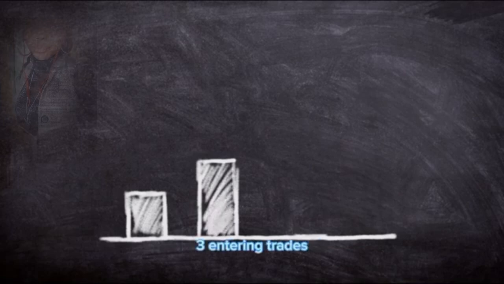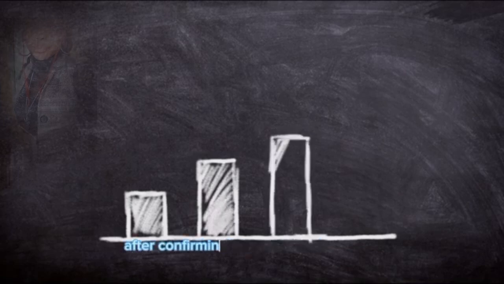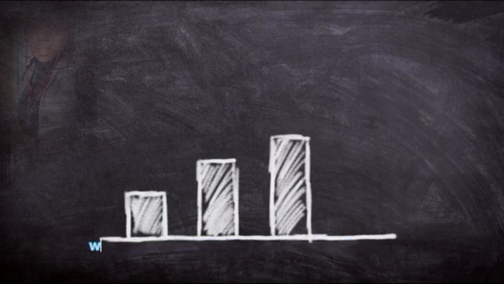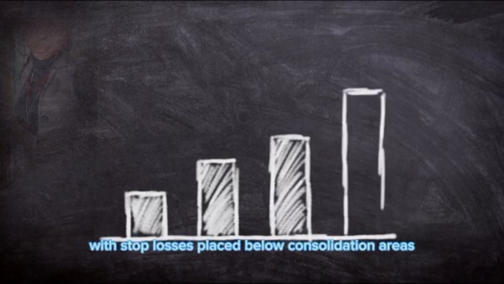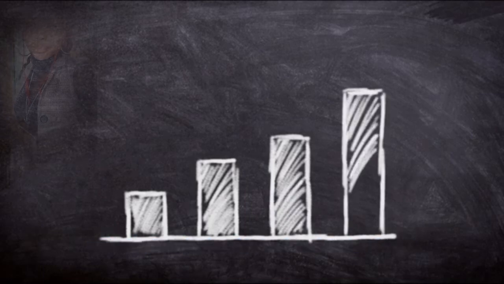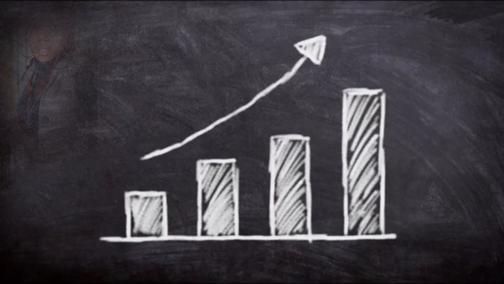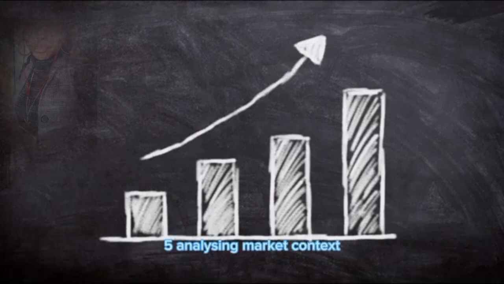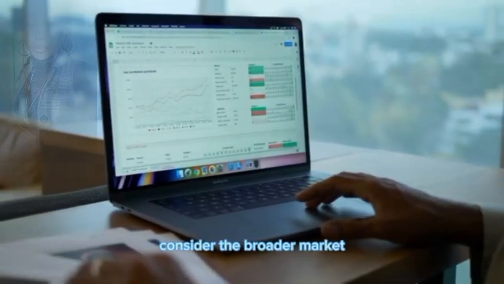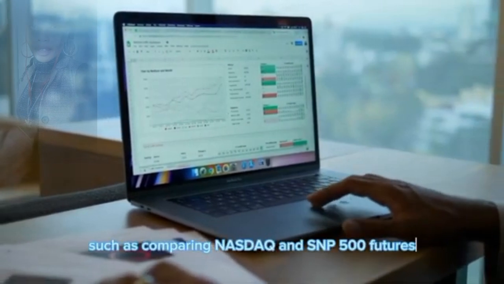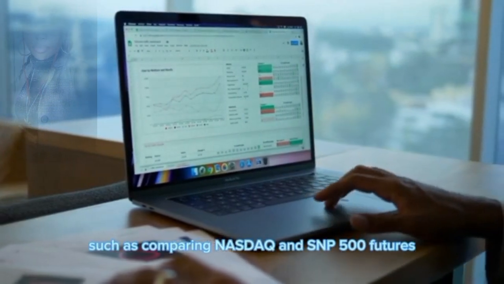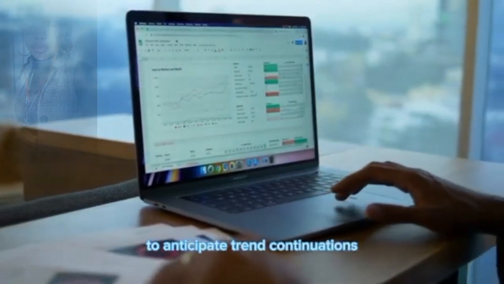3. Entering trades. Enter long positions after confirming the continuation signal, with stop losses placed below consolidation areas. 4. Managing risk. Move stop losses to break even as soon as the market moves favorably, and trail stops to protect profits. 5. Analyzing market context. Consider the broader market, such as comparing Nasdaq and S&P 500 futures, to anticipate trend continuations.